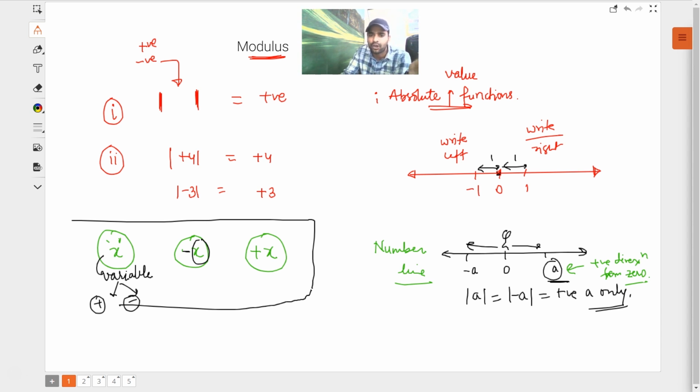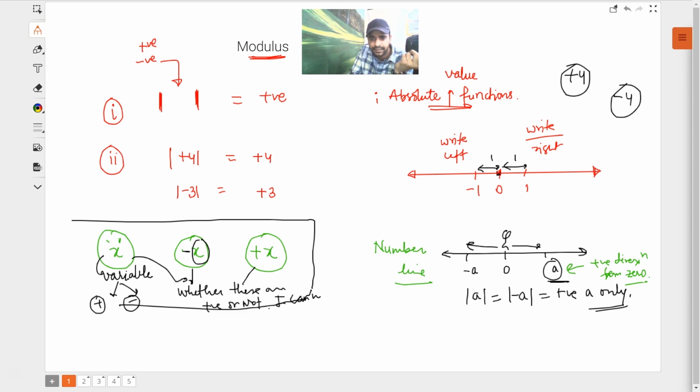If I'm talking about numbers, then it's very easy, right? +4, I know 4 is positive, that's why +4 will be positive. If I see -4, I know 4 is positive, that's why I can say -4 will be negative, right or not? But I cannot say the same for variables because x is a variable. I cannot say whether these are positive or not. Everybody clear with this thing?